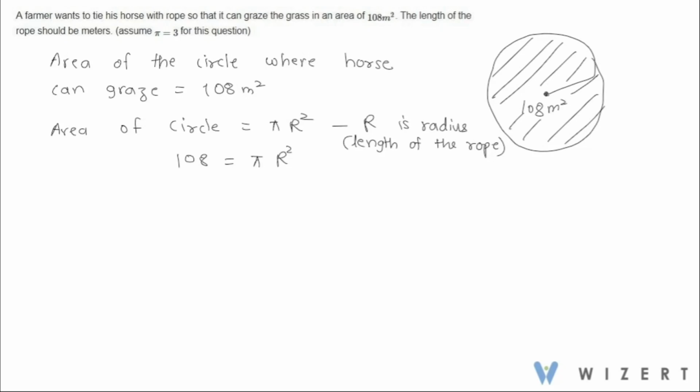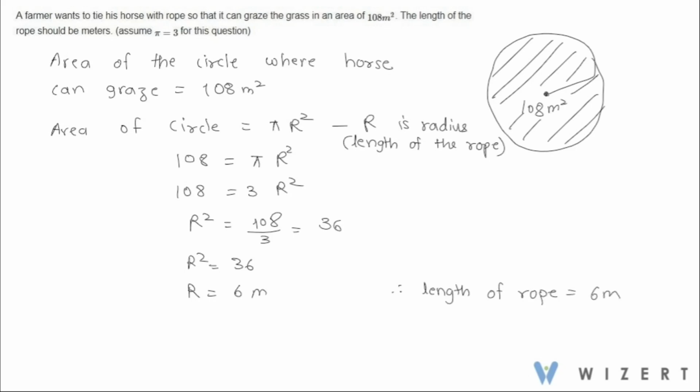So let's see, pi they have given as 3, so 108 equal to 3 into r square. So r square equal to 108 by 3, which is equal to, 3 3s are 9 and 3 6s are 18, so we have r square equal to 36. So taking square root, we get r equal to 6 meters. Since area is in meter square, we are discarding the negative value here because we are talking about length of rope. Therefore we get length of rope equal to 6 meters. This should be the length.